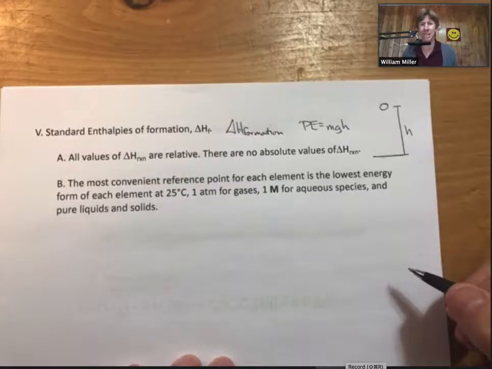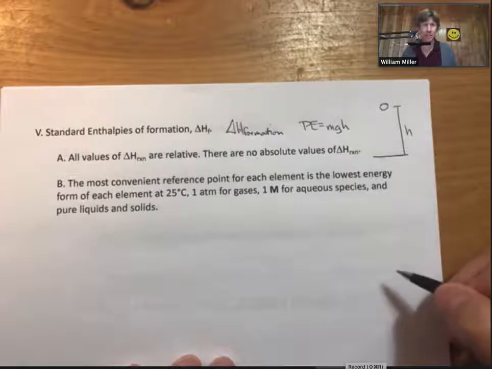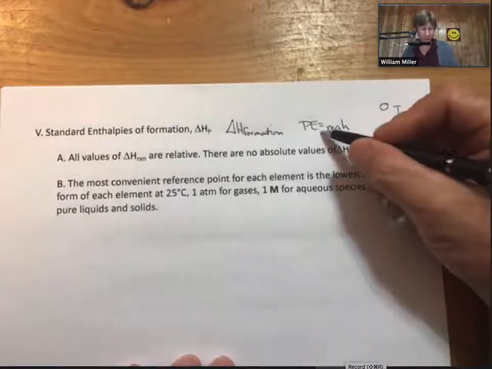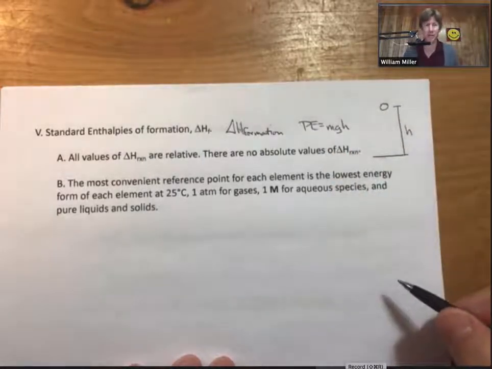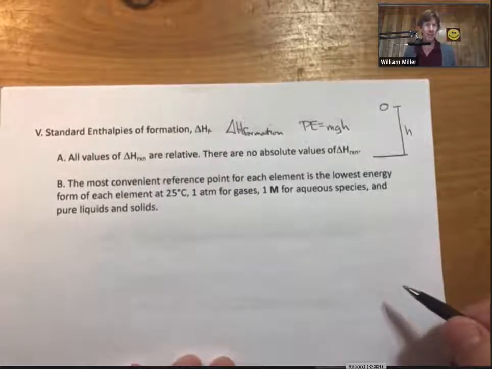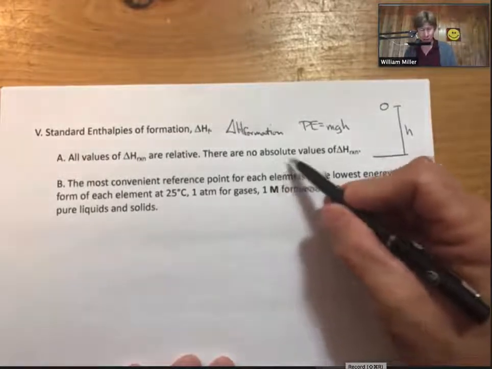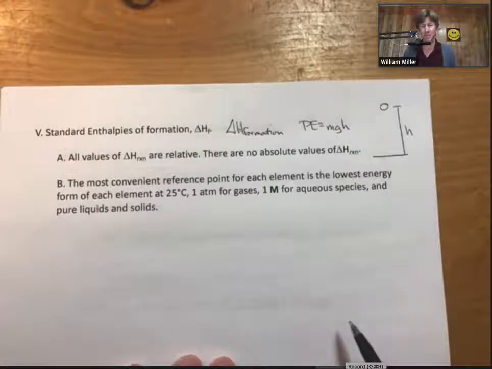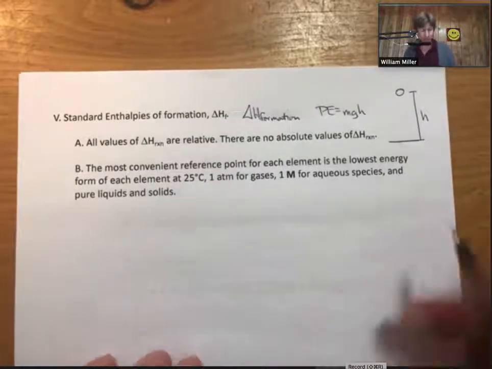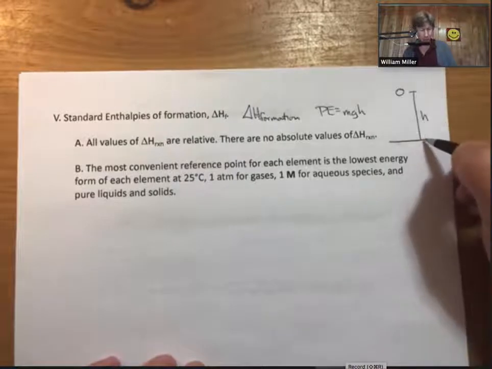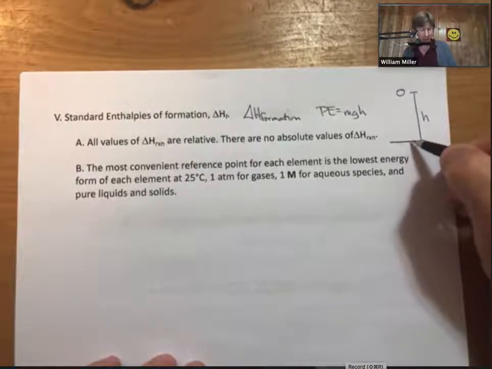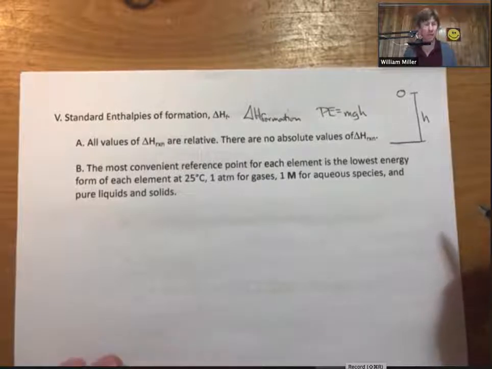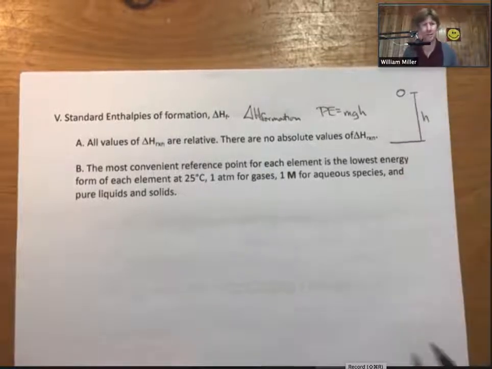There is no such thing as zero height, meaning that height is relative, and therefore the potential energy of this ball is relative. Well, I don't know if that's a complete justification for the idea that there are no absolute values of delta H reaction. However, that's what we're going to use. So like when we have a ball above a floor and we call this height equal to a distance of 0, then we can measure things relative to that.